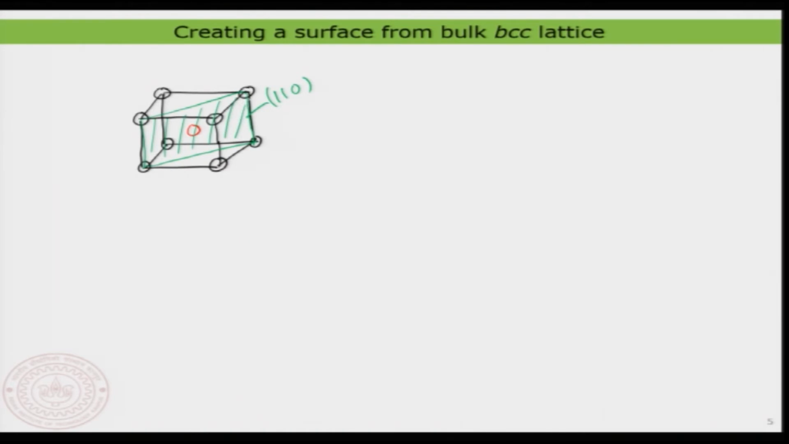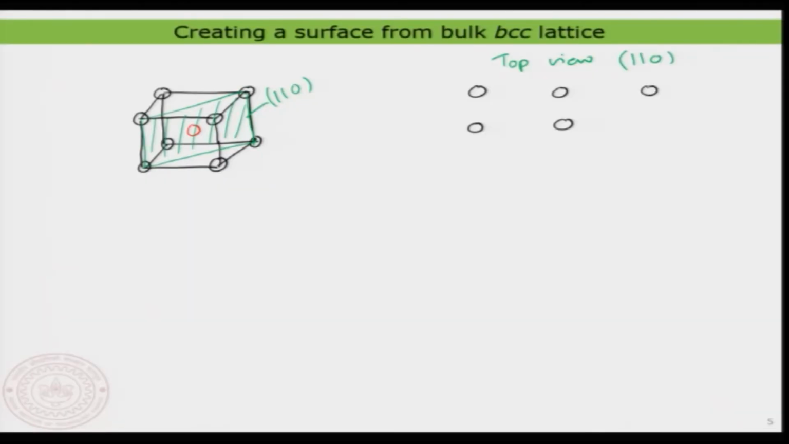Now, when I take this out and view it from the top, let us have a top view of the 1 1 0 surface. What you would find is that I have 4 corner atoms. The difference here is that the corner atoms form a rectangle and not a square as in the case of the 1 0 0 surface. I can also add another unit cell, and create many of them, and in the middle of each rectangle I will have the red label, which represents the atom that was in the middle of the cell.